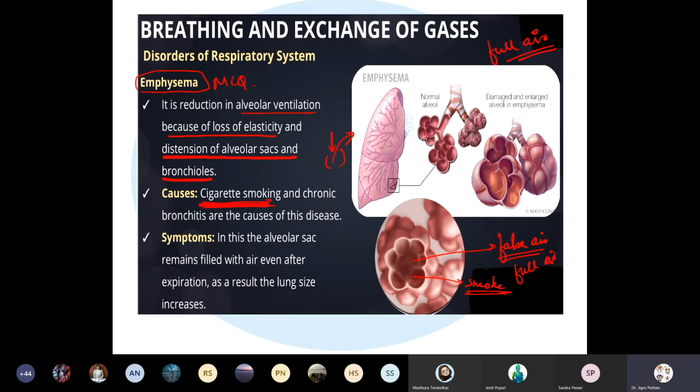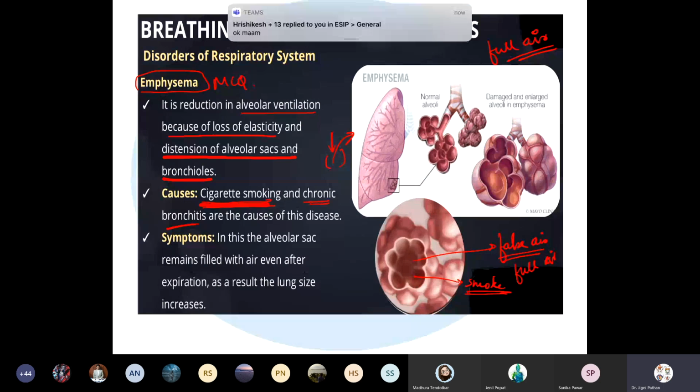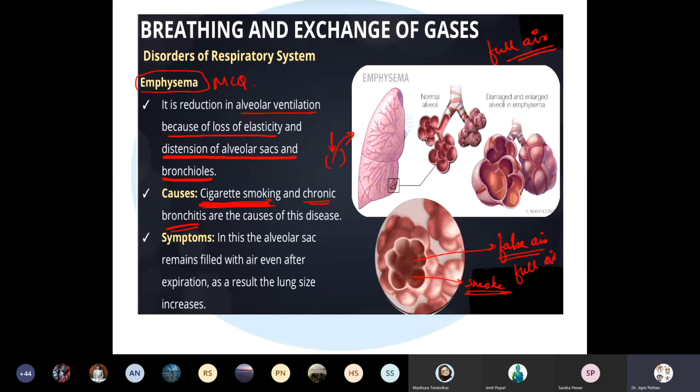The diseases related to chronic bronchitis, any kind of small damage happening to the bronchi, will lead to this kind of disease, emphysema. People who are suffering from light infection in the bronchi will lead to emphysema. The people who smoke also get emphysema. Are you understanding?